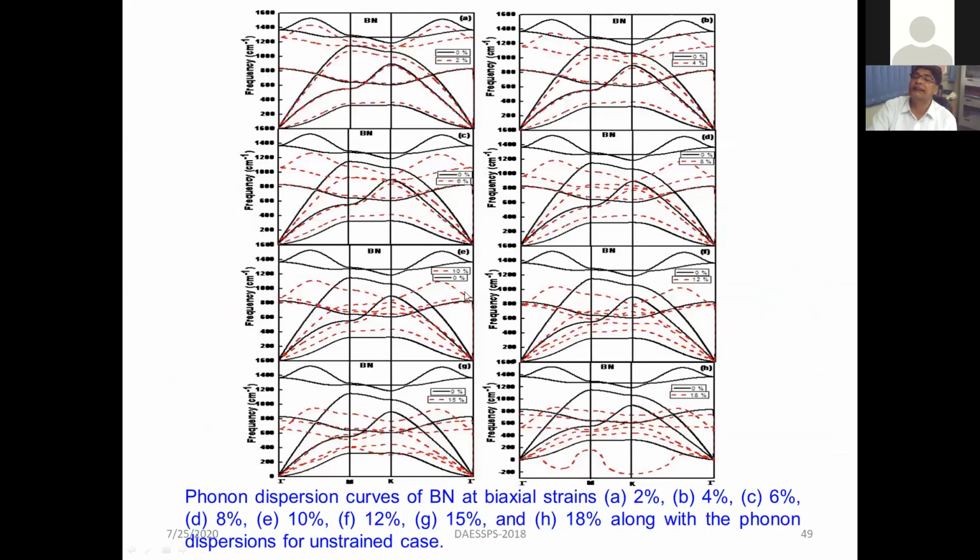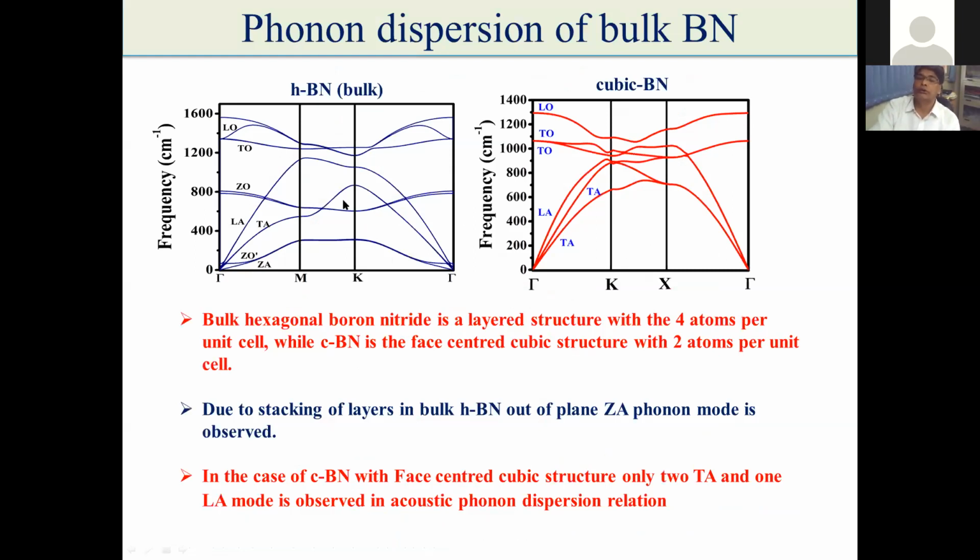This is the strain dependent phonon dispersion curve, and that basically is done with several strains, and at a particular strain you can see that the phonon branches become negative, right, or imaginary, and therefore this structure is unstable. But up to 15% or 12% of strain, the boron nitride sheets are possible, right? So it can sustain.